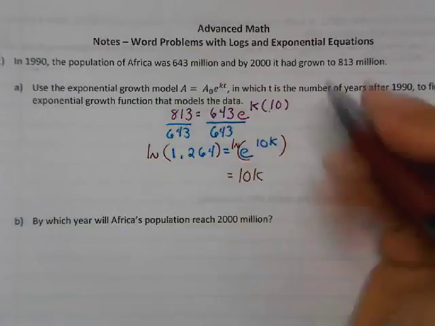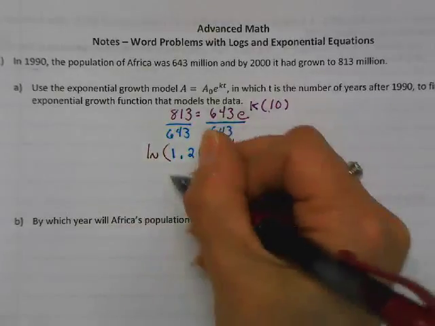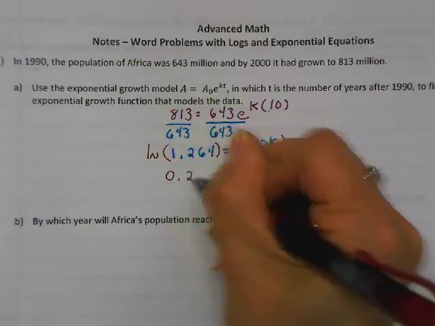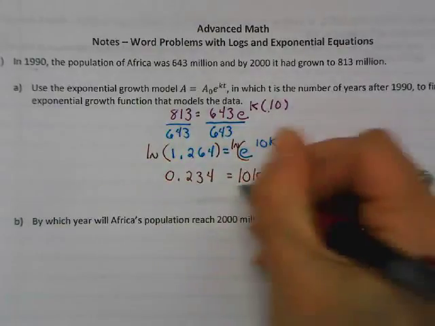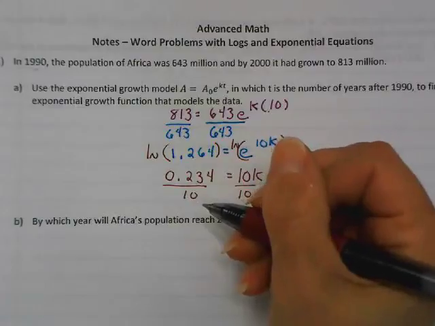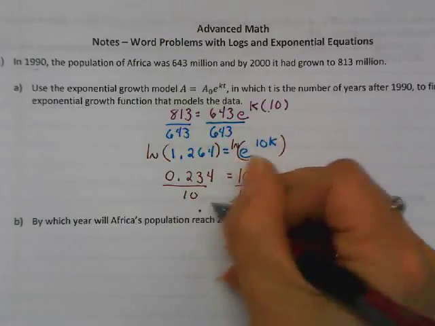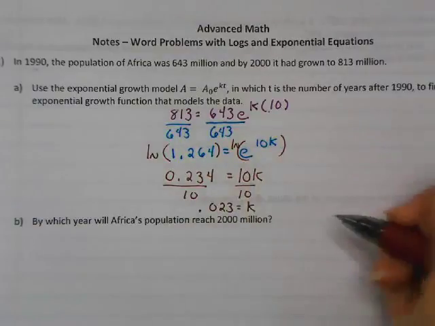Now, in your calculators, hit your natural log button, 1.264, and you get 0.234. Now I need k by itself, so I simply divide by 10. And I get 0.023 is equal to k. So that's my constant. Now you're not quite done.